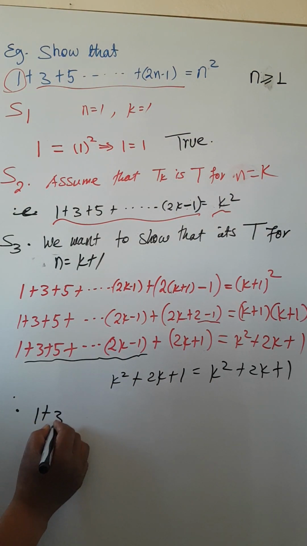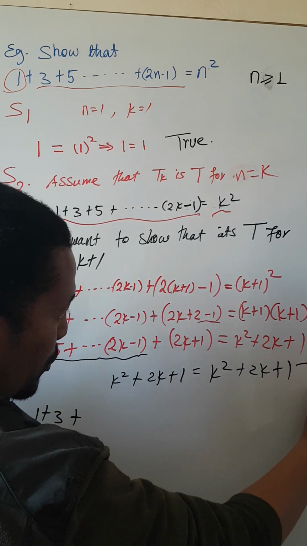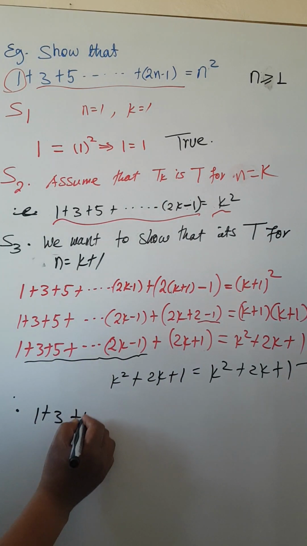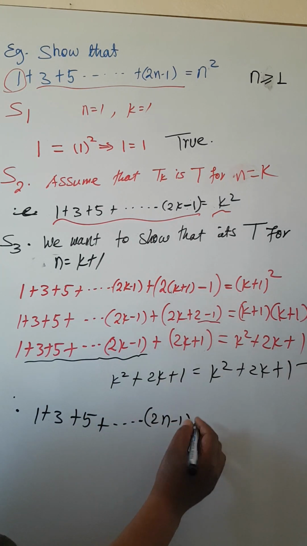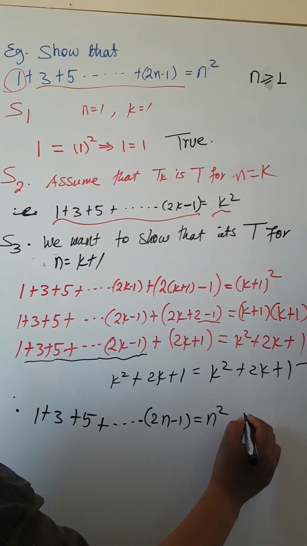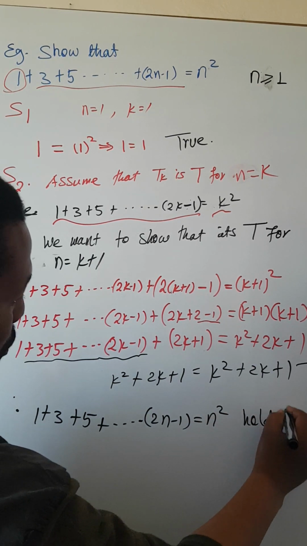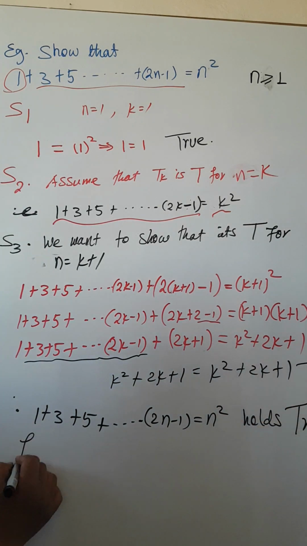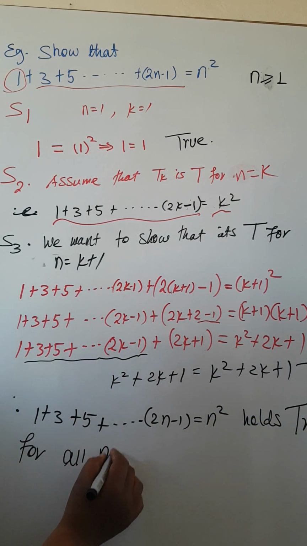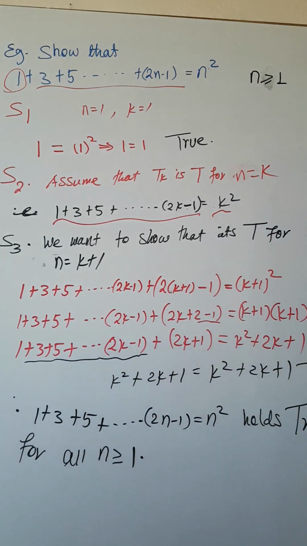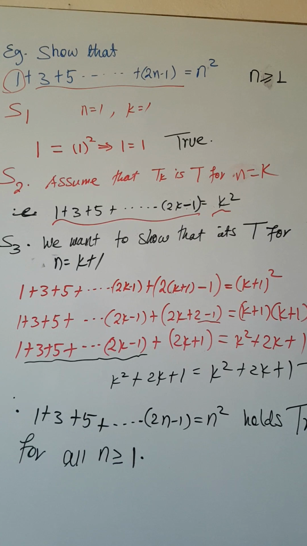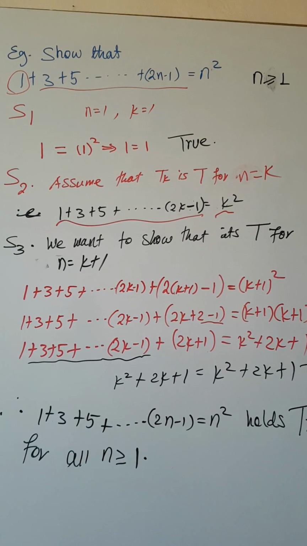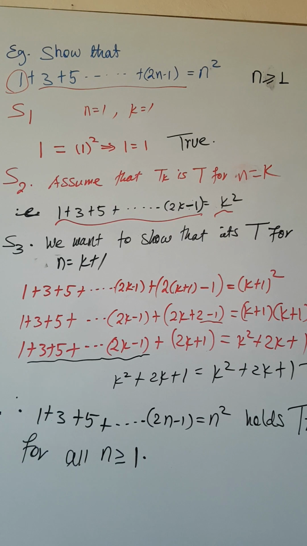1 plus 3 plus 5 plus, we show that this is true, plus 2n minus 1 is equal to n squared holds true for all n greater than or equal to 1. Okay, we prove it. Actually, this is an example. This is the last step, and we prove it.